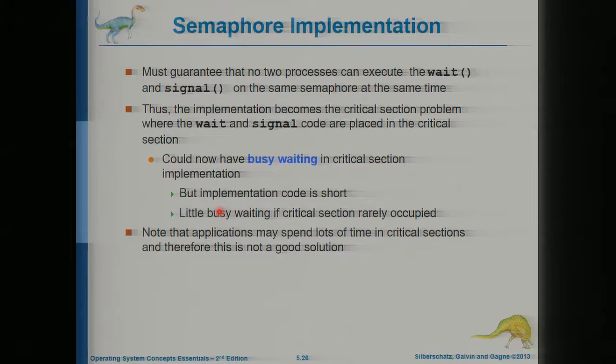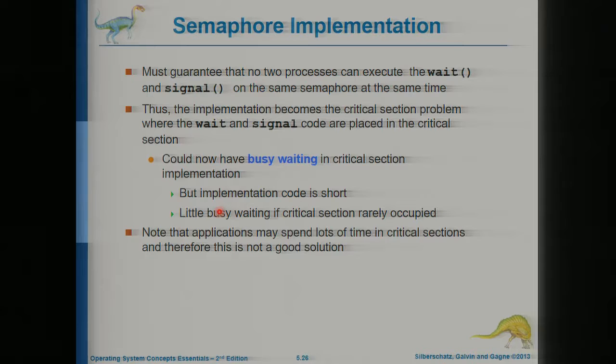Semaphores must guarantee that no two processes execute the wait and signal on the same semaphore at the same time. What will happen if two processes execute wait simultaneously? Then that's a problem. Why? Because if two processes execute wait simultaneously, there are chances that both will enter the critical section at the same time.